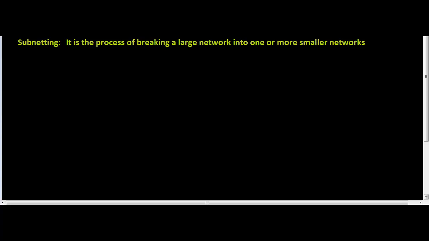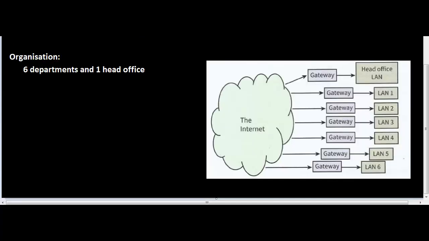Subnetting is the process of breaking down a large network into smaller networks. So why would we want to do that? Let's take a look at an example. In our example, we have a business organization with 6 departments and a head office.